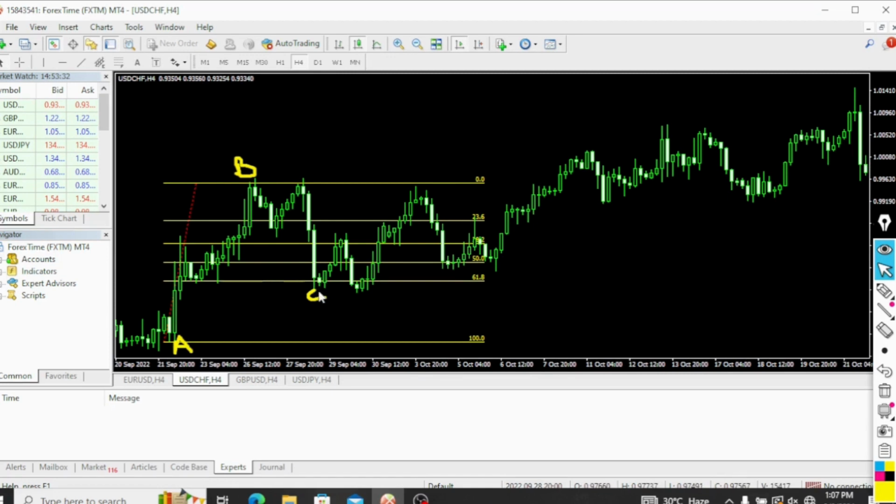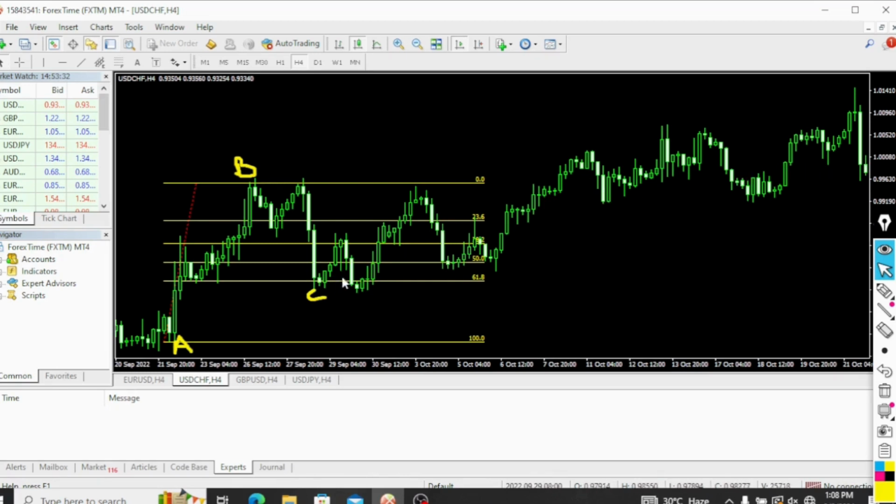So as you can see, this is the point C that we are looking at, and this point C corresponds to the 61.8% Fibonacci retracement level. So let me repeat again: you click the Fibonacci retracement, then you come to this point there, you click on it, drag to point B, and then you release. Then you can see this retracement, the correction that happened from B to C corresponds with Fibonacci level 61.8, and a trader can simply place a buy trade at this level.